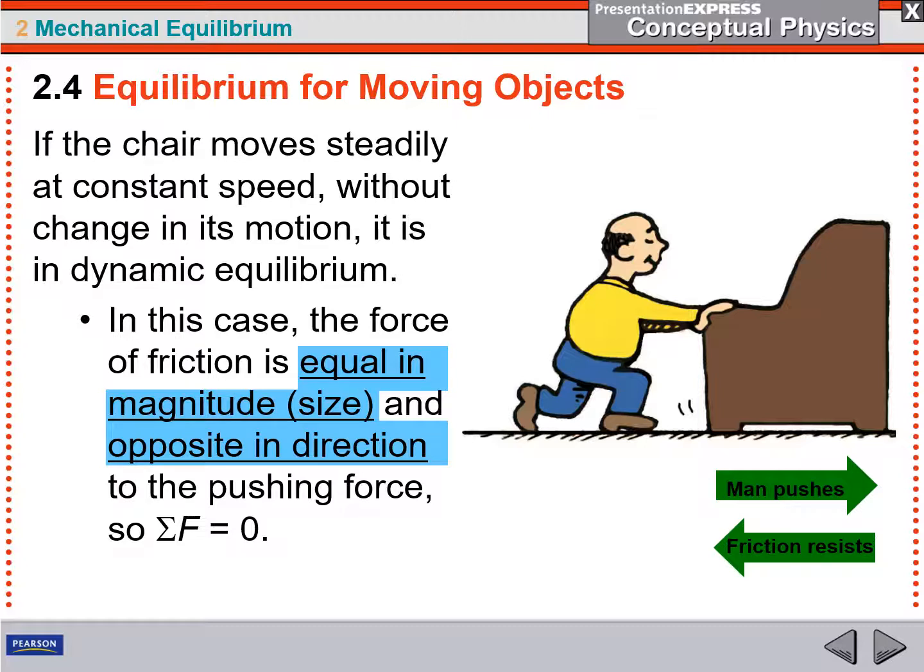In other words, if the chair is moving steadily at a constant speed without any change in its motion, it is in dynamic equilibrium. The sum of the forces acting on the desk must be zero. Friction is equal in magnitude or size, but opposite in direction of the man's pushing force.